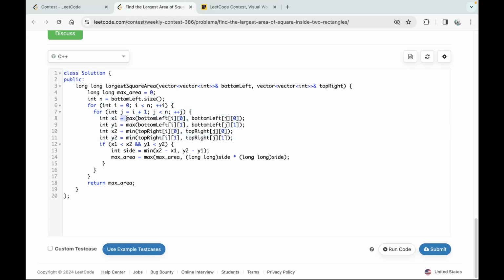So as I said, for the bottom left you are going to check the maximum, right? Because you are going to check the intersecting part, right? And for the top right, you're going to check the minimum. And then you are simply checking this condition, right? If there is an intersecting area, then calculate the side. Its side is going to be the minimum of this, and calculate the area, and then return the area. So that is the whole logic. Now, talking about the time and space complexity, time complexity is going to be big O of n square because you are considering all the possibilities, and the space complexity is going to be big O of 1 because we are not consuming any extra space.